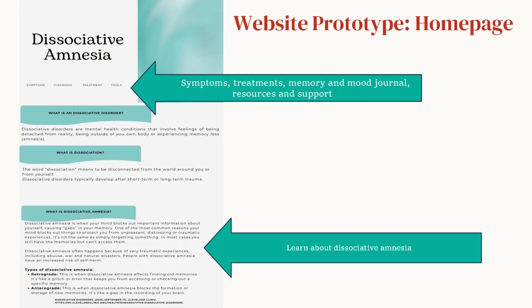This slide shows the homepage of my website prototype. The homepage introduces dissociative amnesia and provides clear navigation to the major sections of the website. These sections include information about symptoms, treatment, and the memory and mood journal. I designed the website with a simple and organized layout so users can quickly locate the information they need, since the website may be used by individuals, family members, students, or people who are unfamiliar with the condition. The homepage acts as the starting point and directs users towards the educational and interactive features of this project.